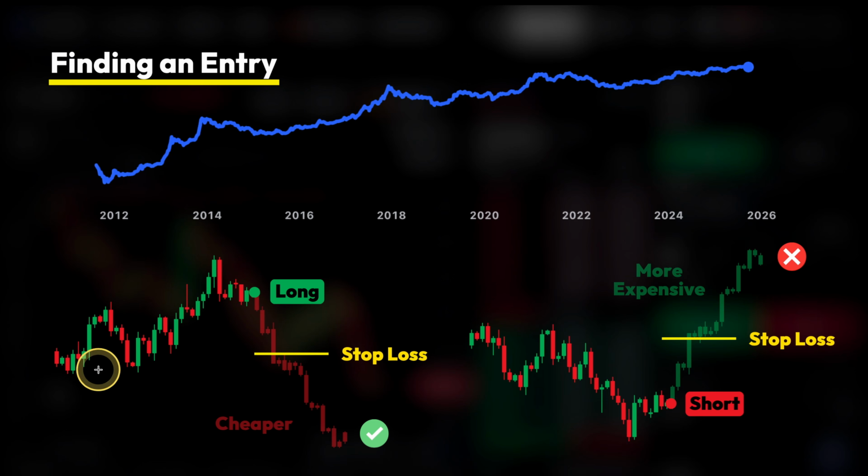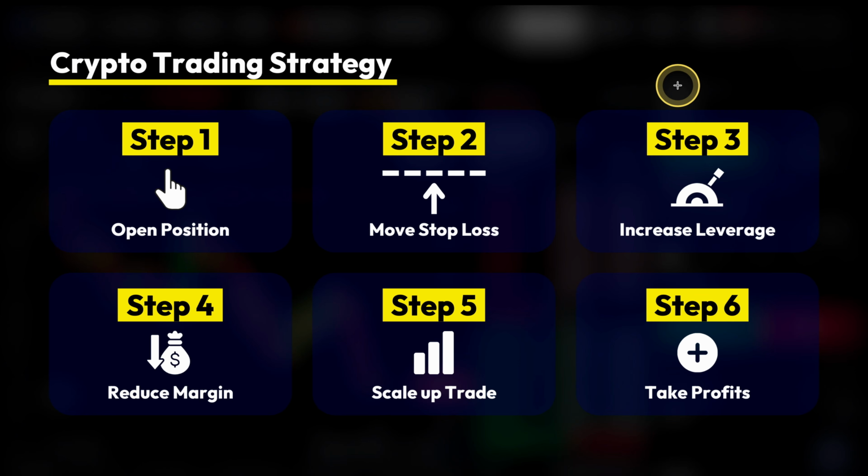And if you are wrong in a long trade, so you bet on rising prices, but the price crashes instead, you of course make a small loss by being stopped out here, but at least the Bitcoin price is now cheaper and you can buy back into Bitcoin at a lower price. On the other hand, if you're wrong in a short trade, so you bet on falling prices, but the price rises instead, again, you make a small loss by being stopped out here, and Bitcoin is now also more expensive to buy back.